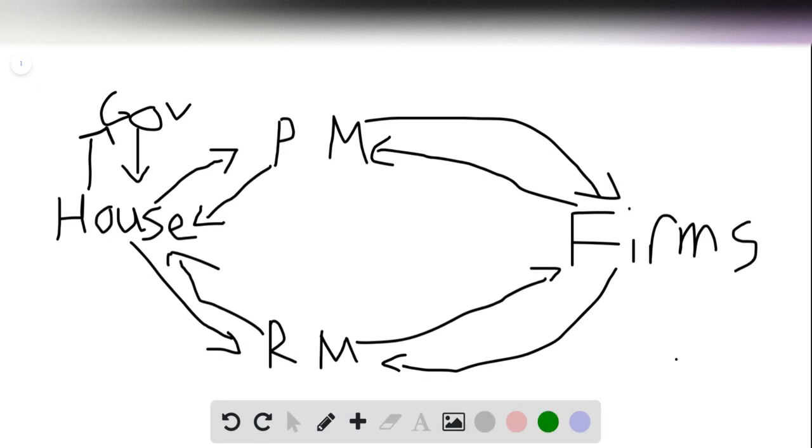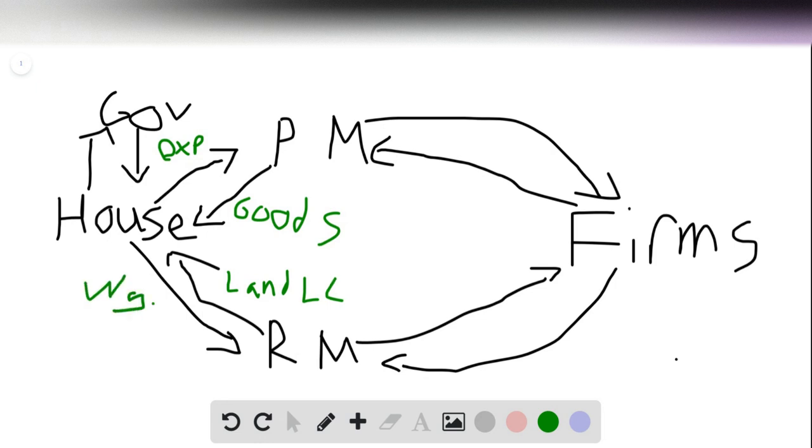So for instance, households pay expenditures or expenses to the product market, and then in return they're getting goods. And in the resource market, households provide the factors of production, so land, labor and capital, and in return they're going to get wages. Let me make sure I got that right.